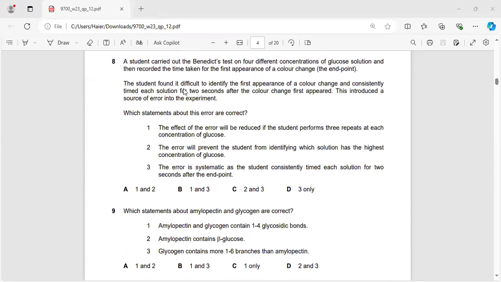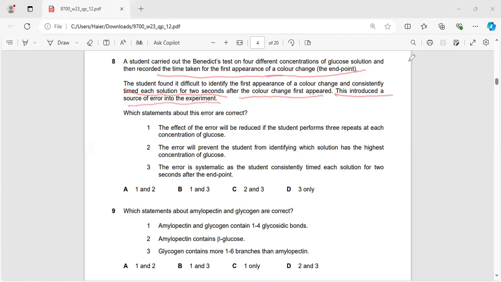Now, question number 8. A student carried out the Benedict's test on 4 different concentrations of glucose solutions, then recorded the time taken for the first appearance of a color change, the endpoint. The student found it difficult to identify the first appearance of color change and consistently timed each solution for 2 seconds more after the color change first appeared. This introduced a source of error into the experiment.